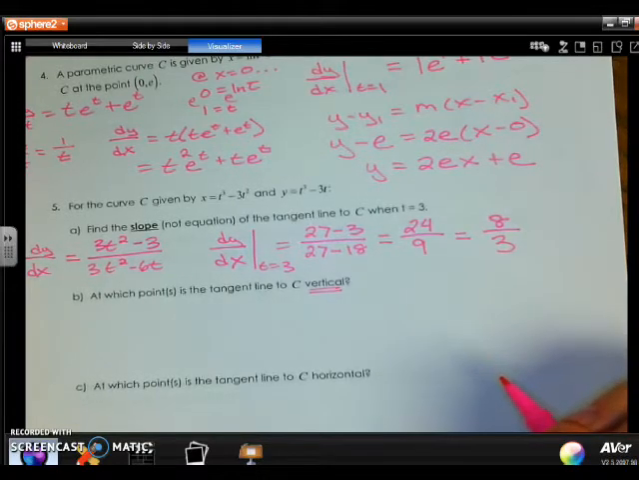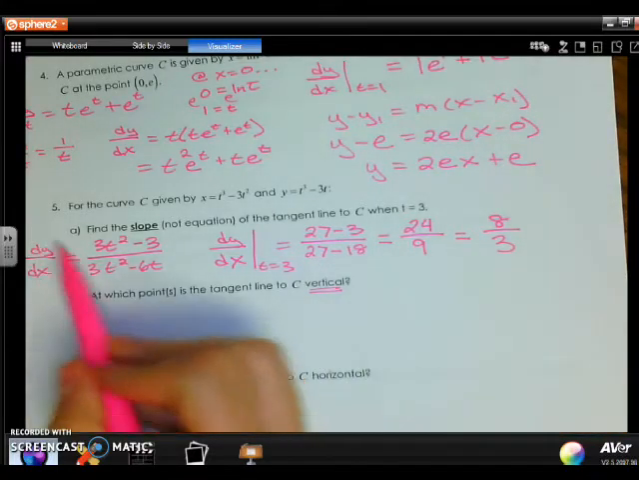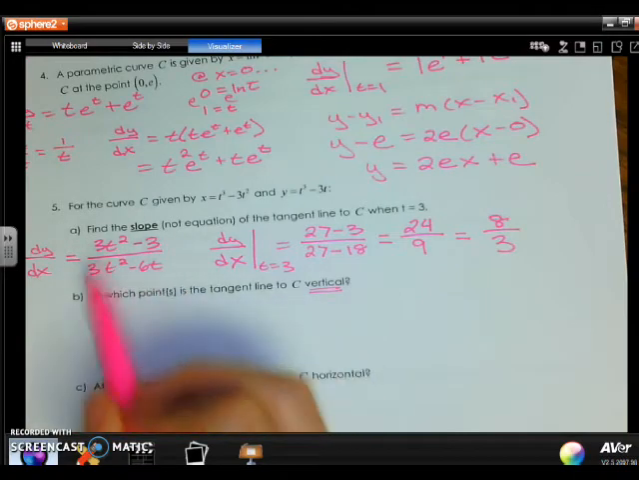The tangent line is vertical. Well, the tangent line, you're thinking derivative. You're thinking the slope. So they're saying, when is the slope vertical? Well, the slope of a vertical line is undefined. So when would the slope be undefined? Well, looking at your slope, when would this thing be undefined?